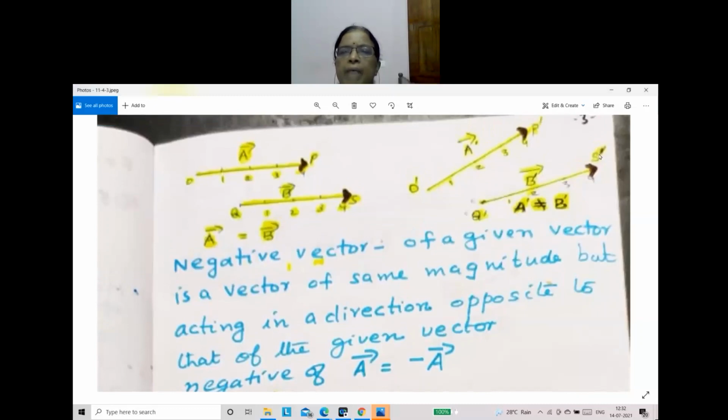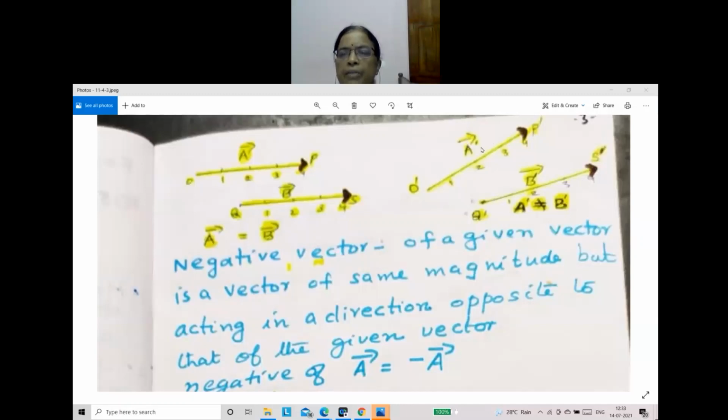Clear? And I will show another picture. You have to tell whether these are equal. This vector A dash has 4 centimeter, and vector B dash has 4 centimeter itself, same length. But B vector's direction is slightly different. They are not parallel. You see, this is another direction. A dash direction and B dash direction are different.